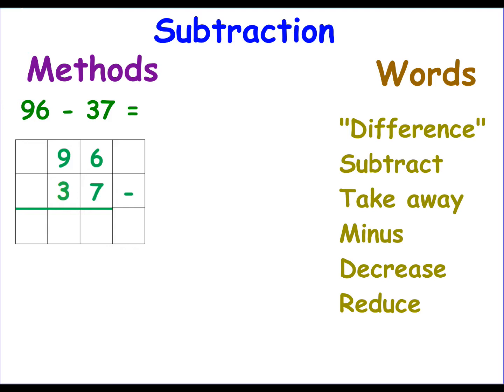So the main buzzword to give the total from a subtraction is the difference. So the difference between 96 and 37. The obvious one is subtract. You can also have take away or minus, representing the sign between the 96 and the 37. Going back to our number line, we have 96 decreased by 37 or reduced by 37. So these are the kind of words they can use to get you to do subtraction.